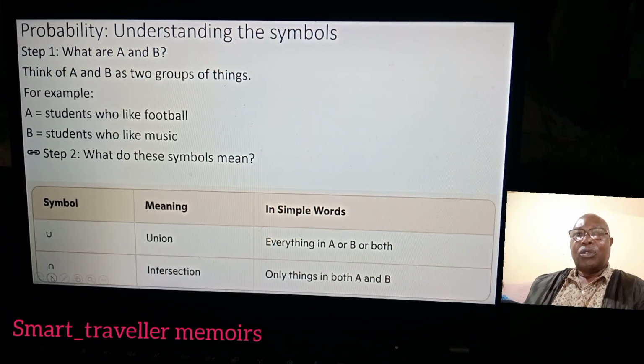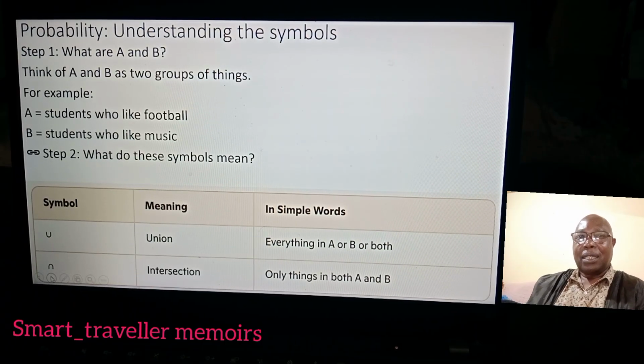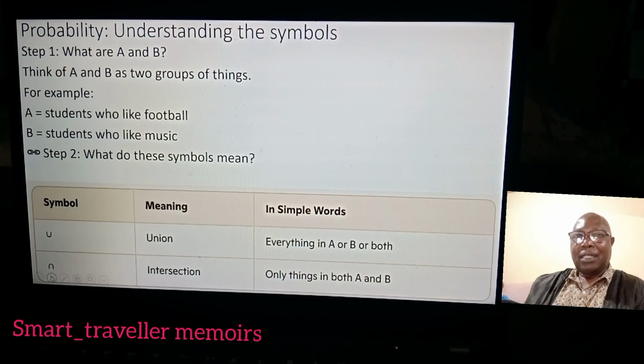I would like to take you through a tutorial in mathematics. It is a very interesting topic because it is very applicable in everyday life. In all sectors of life, you find this topic being used.